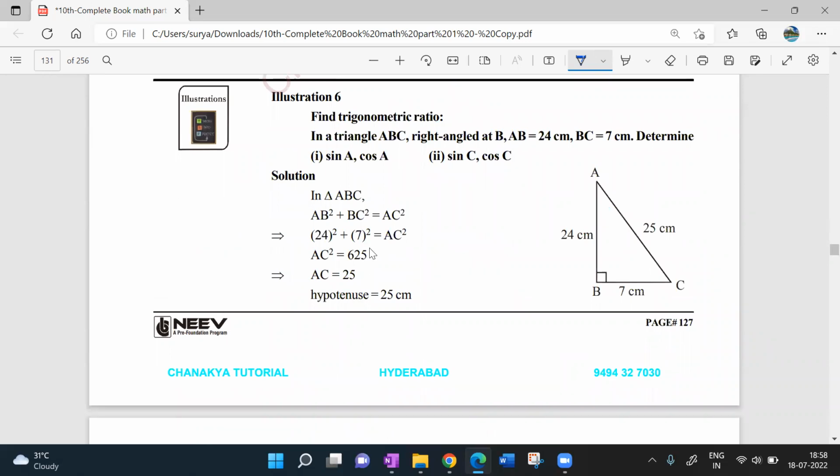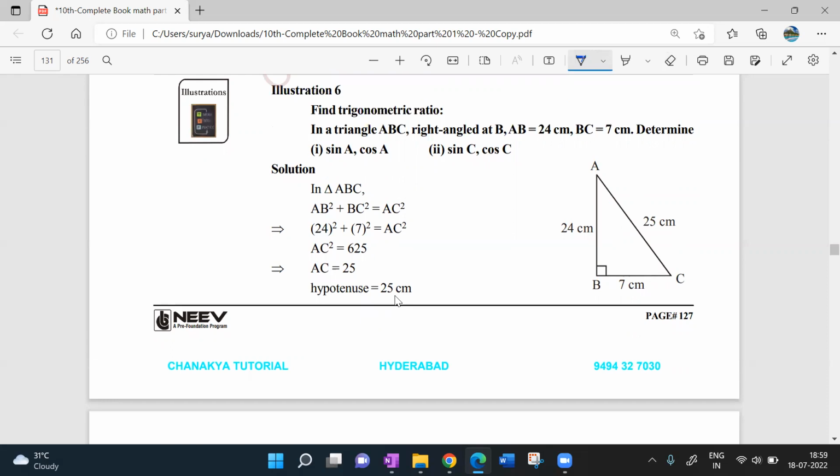First of all, look at this. Find the trigonometric ratios: sin A, cos A, sin C, cos C. He has asked you to find out sin A, cos A, sin C, cos C. Will you be able to find that? Guys, let us find out. AB is 24, beta. BC is 7. Base given, height given. Can't you find the hypotenuse using Pythagoras theorem? Yes, 25.